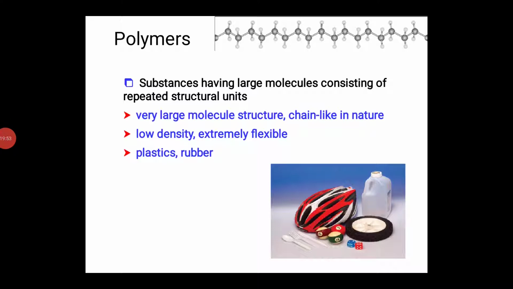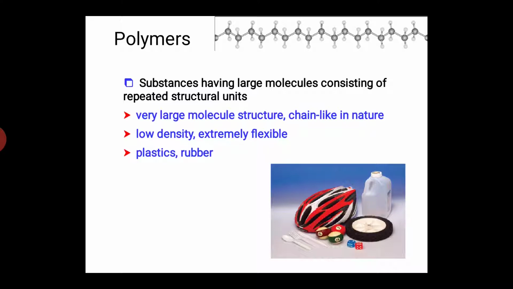The substances having large molecules consist of repeated structural units. The molecule structure is chain-like in nature, with low density, extremely flexible, like plastic and rubber. Plastic and rubber are examples of polymers. Here we can observe one chain-like structure in the right upper corner.